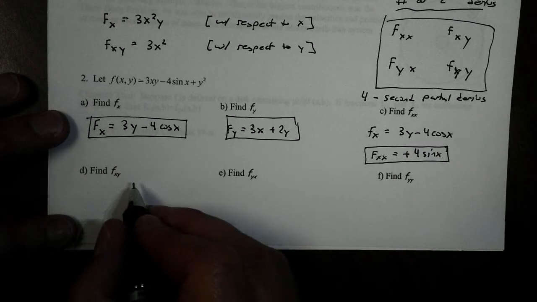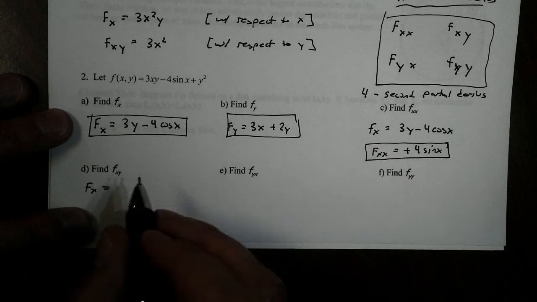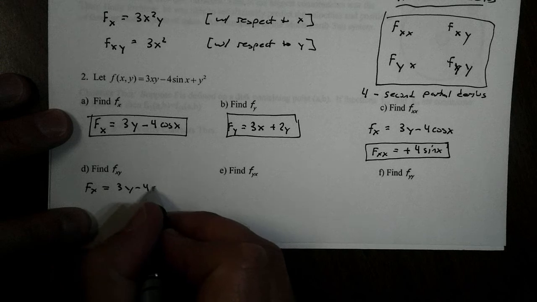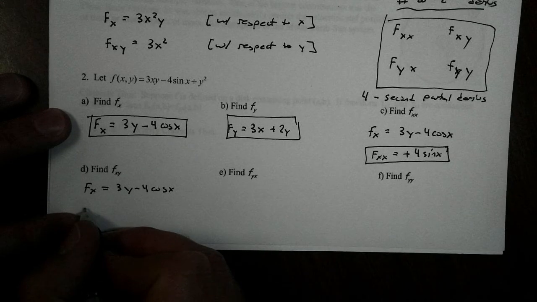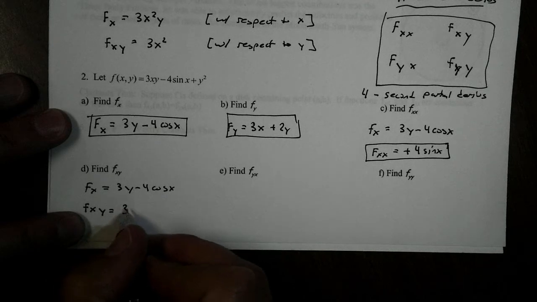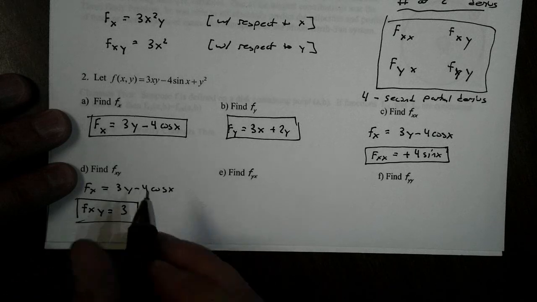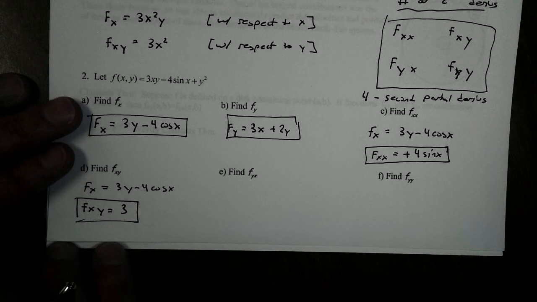Next, let's take the derivative of x with respect to y. Remember, my derivative with respect to x was 3y minus 4 cosine of x. And if we take that with respect to y, well, we're left with 3. This 4 cosine of x just becomes 0 because it's a constant for us, because we're only looking at the variable y here.